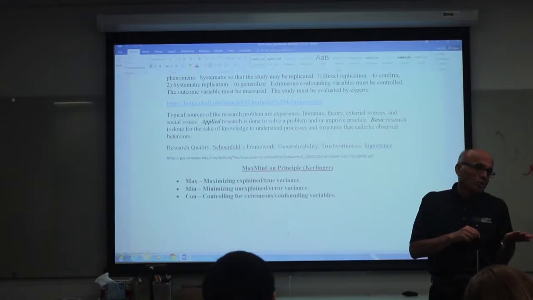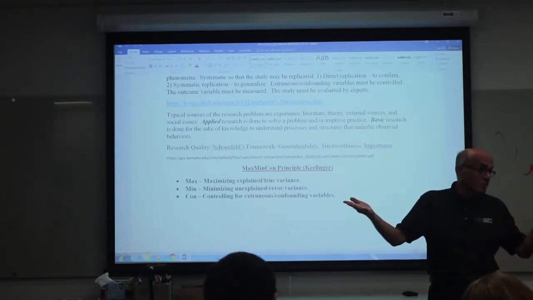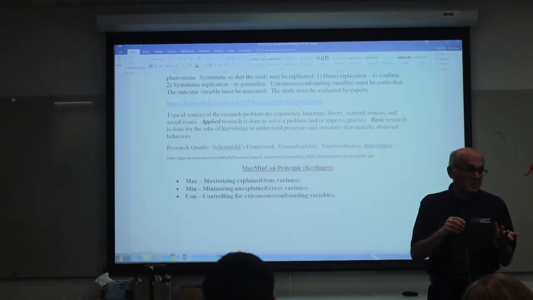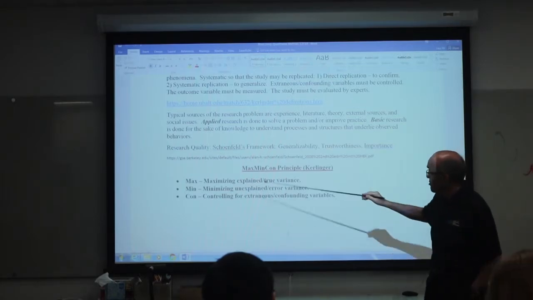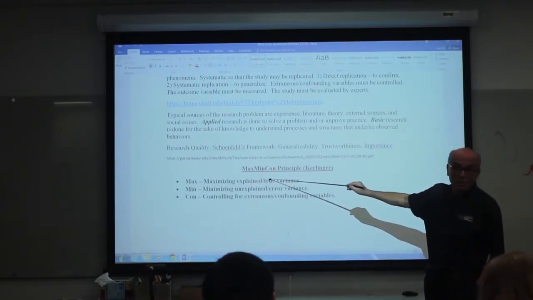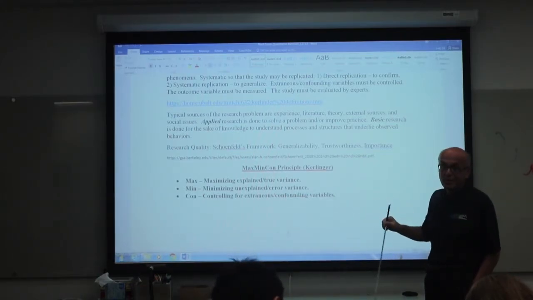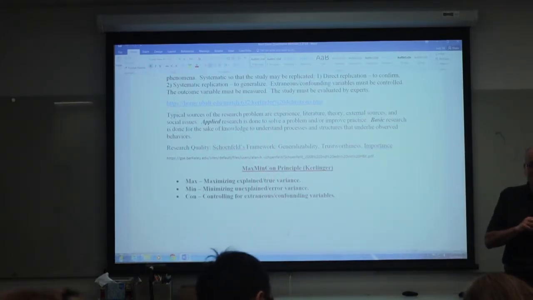So you can have a correlation coefficient of 0.2, for example. And if you have a large sample, it's going to be statistically significant. But 0.2 squared is 4%. So it doesn't have much practical significance, but has, for example, a statistical significance. So we want to maximize the true variation, minimize the error variation, control for extraneous confounding variables.